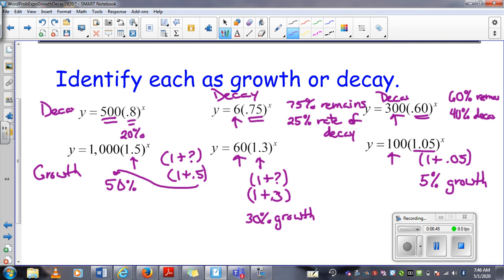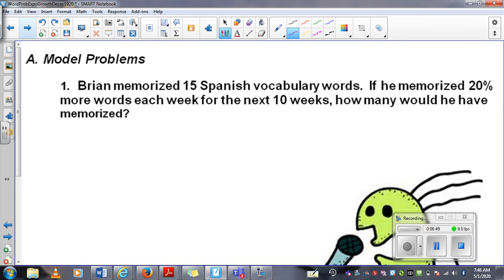Okay, let's take a look at some problems here. So here we have Brian, and he memorized 15 Spanish vocabulary words. If he memorized 20% more words each week for the next 10 weeks, how many would he have memorized? So he got 15 Spanish words total. He memorized 20% more. So this is growth. And we want to know if he does this for the next 10 weeks, how many would he have memorized?